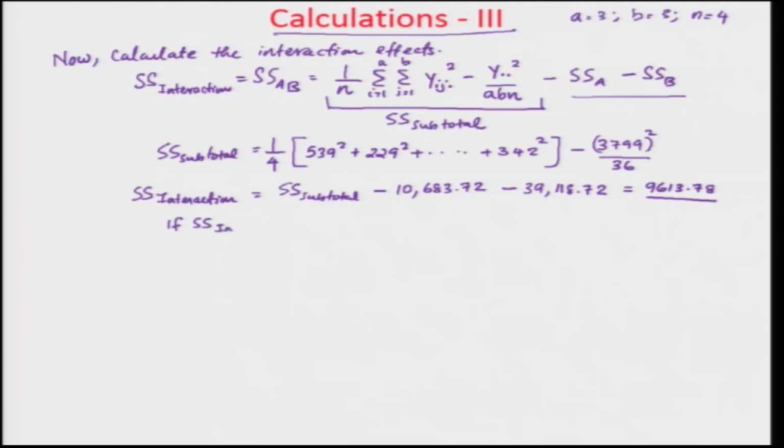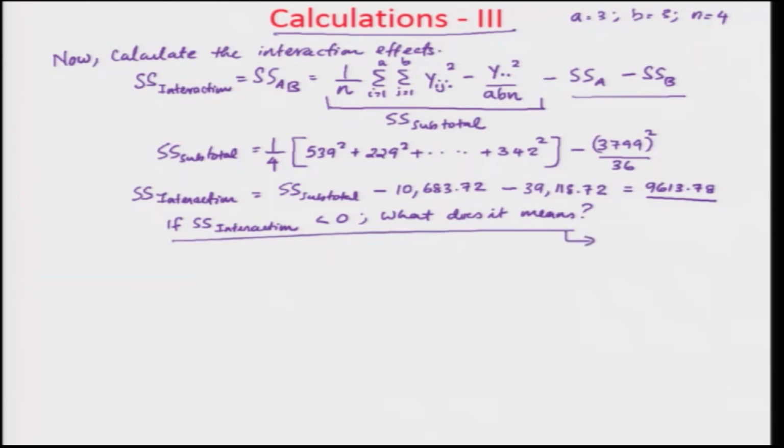Okay. If SS interaction is less than 0, what does it mean? Okay. This is a question that you need to think about. If this value comes out negative, if it is a non-positive value, what is it? Is it something important, or is it something that you made a calculation mistake on? You need to find that. Okay. This is something called homework. You need to find out.